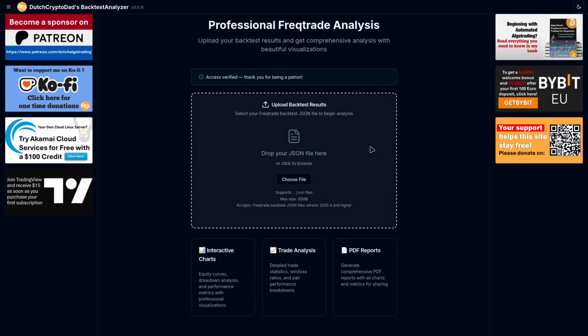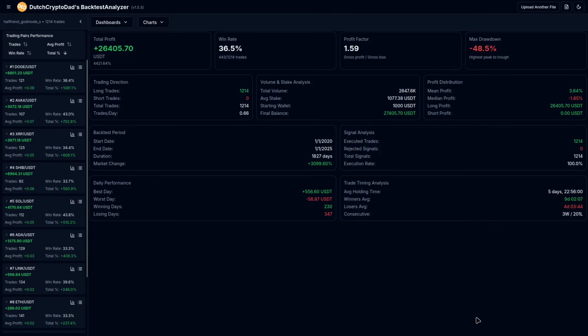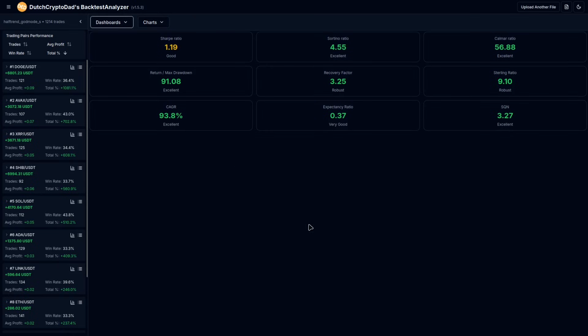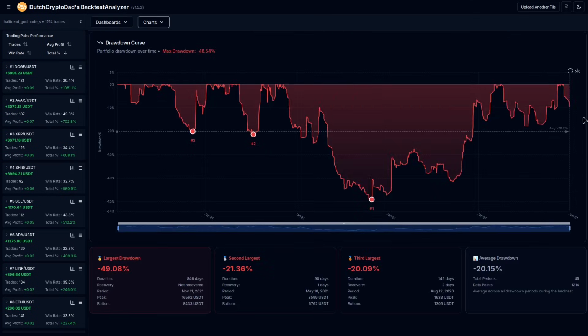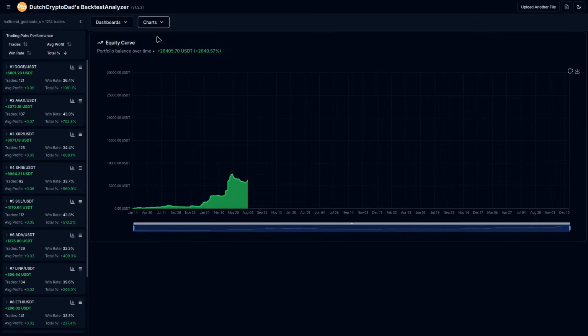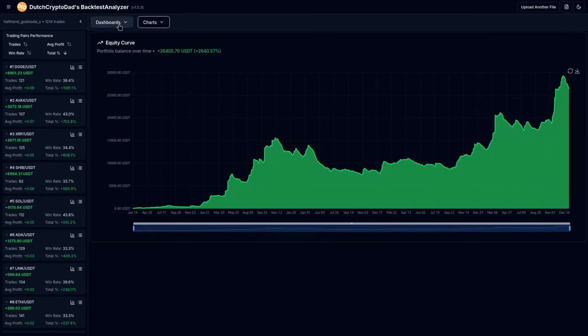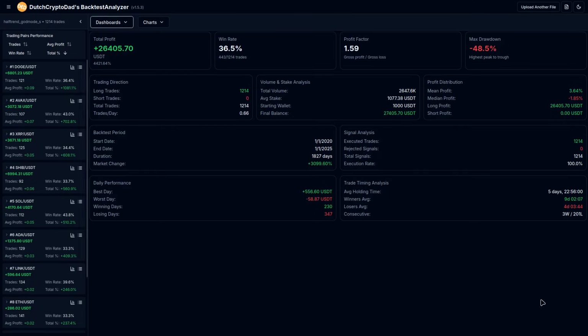Now, if you are doing only spot trading, then the strategy delivers an impressive total return of 2,640% over the backtest period. The Sharpe ratio of 1.19 is acceptable because it indicates a moderate risk-adjusted return, but it's crucial to note that the strategy experienced a maximum drawdown of 48%, which is very significant, so you really have to consider your position sizes here. There is a conservative win rate of 36% and it's complemented by a profit factor of 1.59, which is solid. This means that for every dollar lost, the strategy made $1.59, and on average each trade generated 3.64% profit.